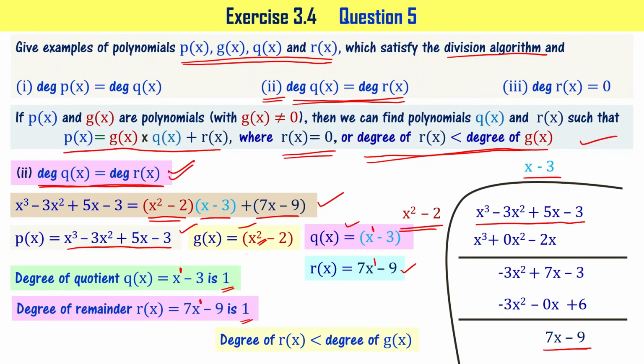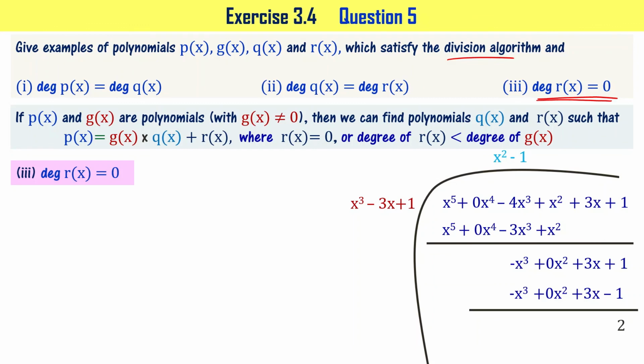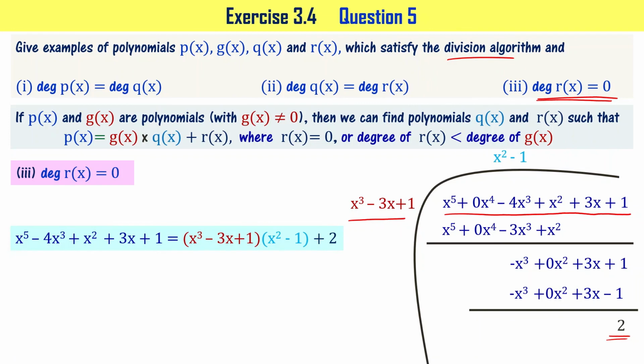Right? Now let's see the third part of the problem. That is, while satisfying the division algorithm, it has to satisfy this requirement: degree of r of x has to be equal to 0. For that, I'm taking another solved problem from this particular exercise only. There we have divided x power 5 minus 4x cube plus x square plus 3x plus 1 with x cube minus 3x plus 1, so that the remainder comes out to be 2. Right? Let me write this particular division problem as given by division algorithm.